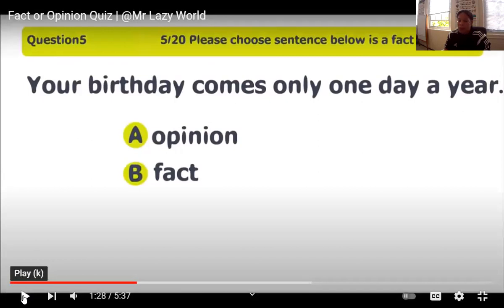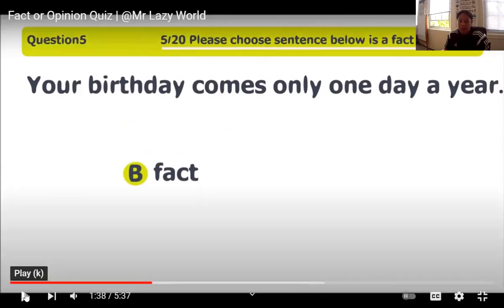One more. Your birthday comes only one day a year. Is that an opinion or a fact? That's actually a fact. Do you get 2 birthdays in a year? Nope. So this is always true. You only get 1 each year. Okay. All right. So how did you do? So there were 5 questions. Were you able to get all 5 right? Looking forward to seeing them.